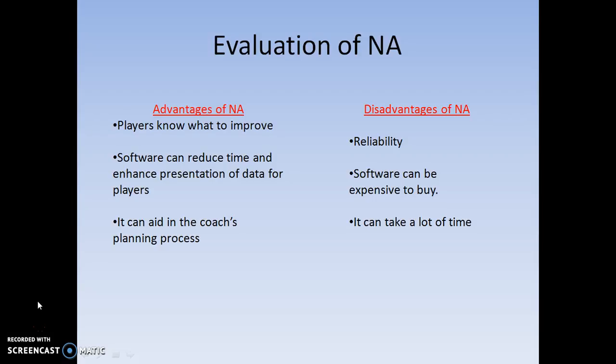Also, the software can be expensive to buy to analyse your performance, so therefore it might be better to do it by hand. But however, that can take a lot of time.